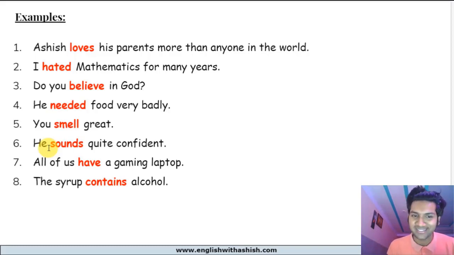Next example. He sounds quite confident. He's not doing anything. He sounds confident. So he is in a particular state. Whatever he says, he sounds confident. He looks in a particular state.